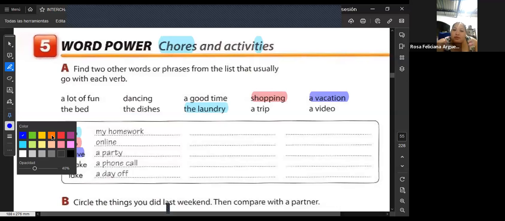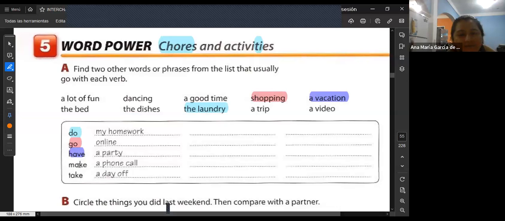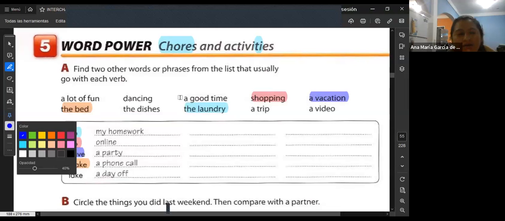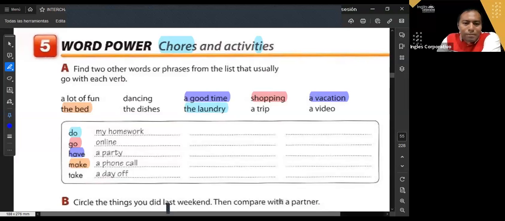Make the bed. Have a good time. That's nice. Have a good time, dijo la compañera, ¿verdad? Excellent. Very good. Okay. What else?